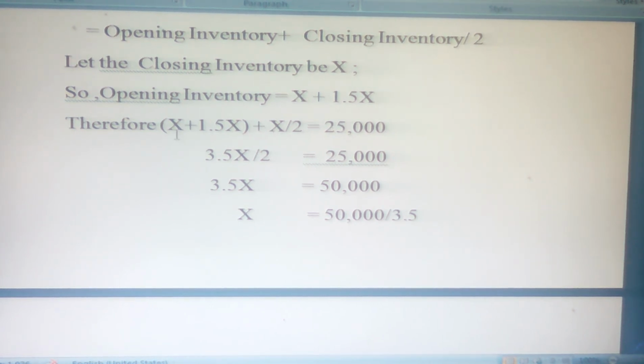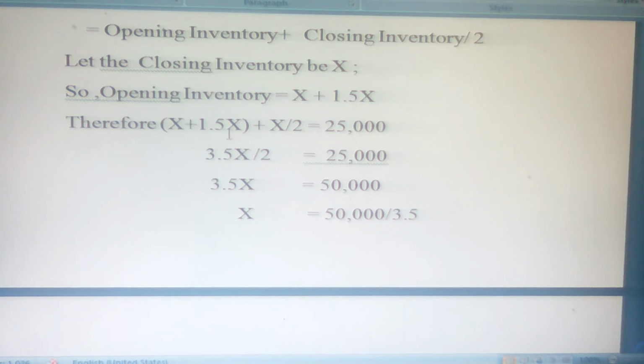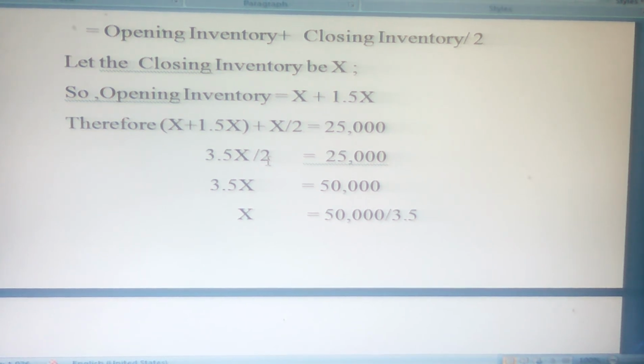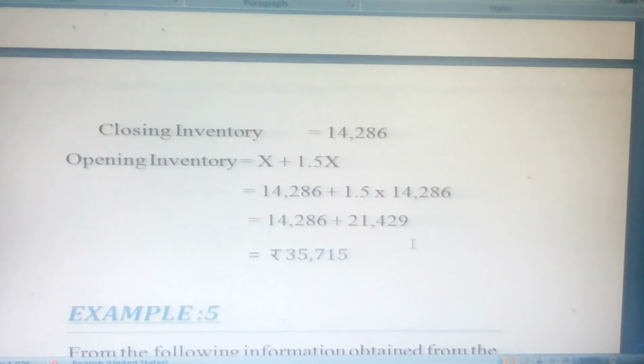So when you substitute here, X plus 1.5X, that's opening inventory plus closing inventory, divided by 2. We know the answer, 25,000. Now we cross multiply and add all three: 3.5x divided by 2 is equal to 25,000. So 3.5x is equal to 50,000, and 1x is equal to 50,000 divided by 3.5. Closing inventory is equal to 14,286, some odd figure.